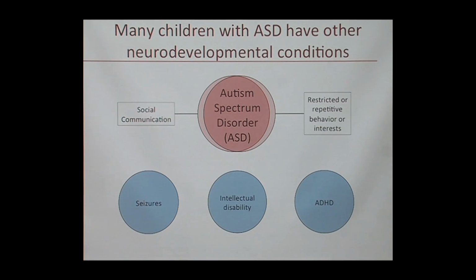But autism rarely happens in isolation. It often happens with other disorders. In particular, it's common to see seizures, it's common to see intellectual disability, and in fact the average IQ in autism is lower than that of the rest of the population. It doesn't mean everyone has a low IQ, just on average. And it's also common to see ADHD, so hyperactivity.